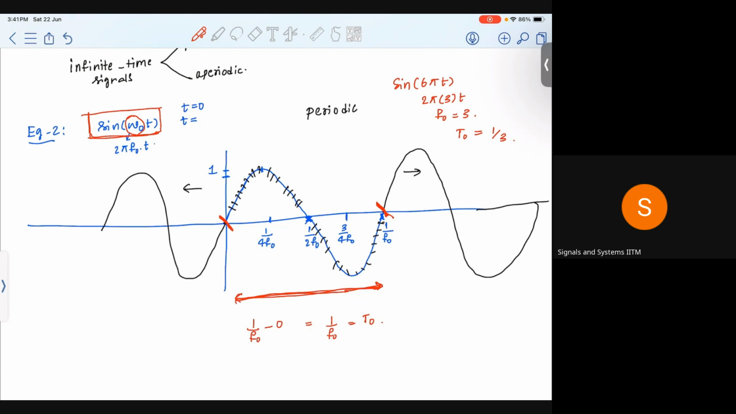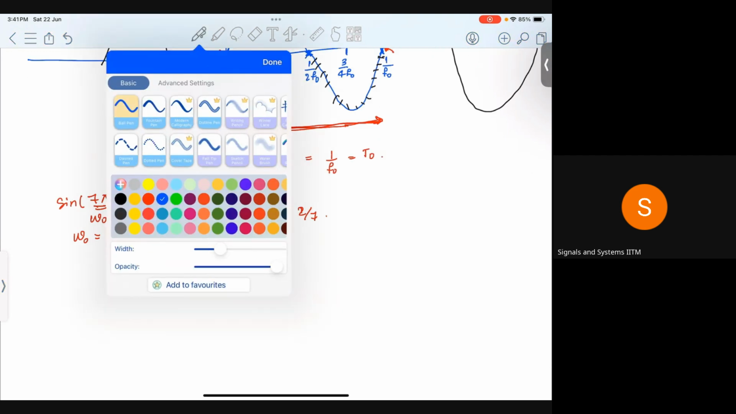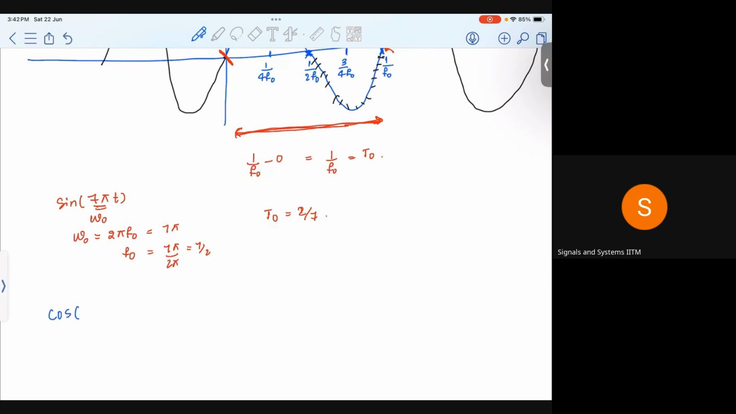And how do we get f naught? Omega naught is 2 pi f naught. So suppose you are asked to find the period of the signal sine 7 pi t, so this is our omega naught. So omega naught is 2 pi f naught, which is equal to 7 pi. So your f naught is 7 pi by 2 pi, which is 7 by 2. Hence your t naught for this sine signal is 2 by 7. Is that okay?